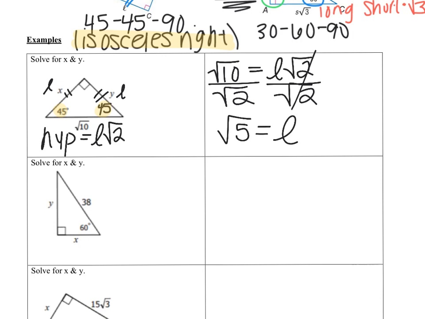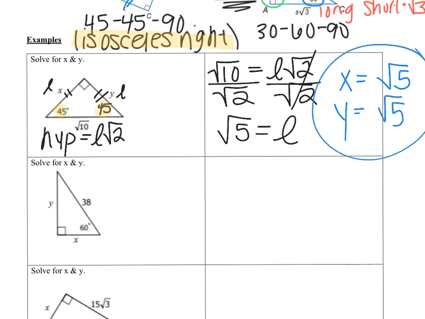And since x and y are both the same and they're both equal to the leg, my final answer would be that x is equal to root 5 and y is equal to root 5. Again, I just want to reiterate, the reason we divided by root 2 is because we're setting our hypotenuse equal to the leg times root 2, and then you just isolate the variable.